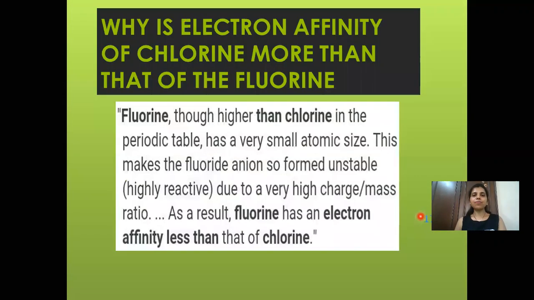So here in this slide it's written why the electron affinity of chlorine is more than fluorine. Though fluorine, being higher than chlorine, means it is at the top in the periodic table, has a very small atomic size. The atomic size is very small compared to chlorine, and because of that it becomes highly unstable when it accepts the electron. So when it accepts an electron and becomes unstable, the amount of energy released is not going to be more. The reason is it's going to throw away that electron. So let's see why it happens.